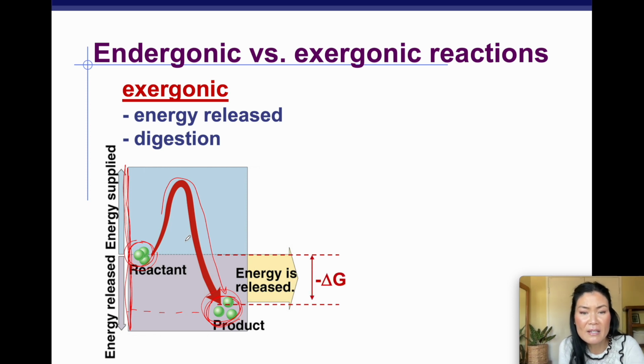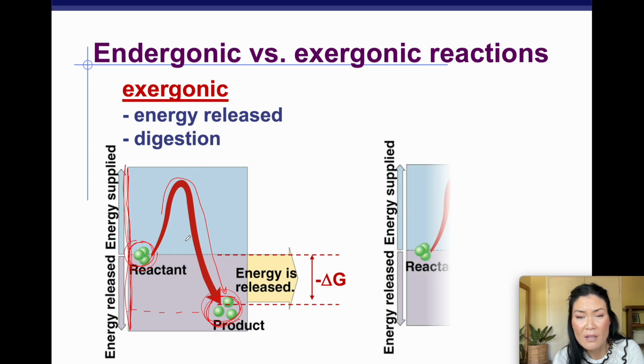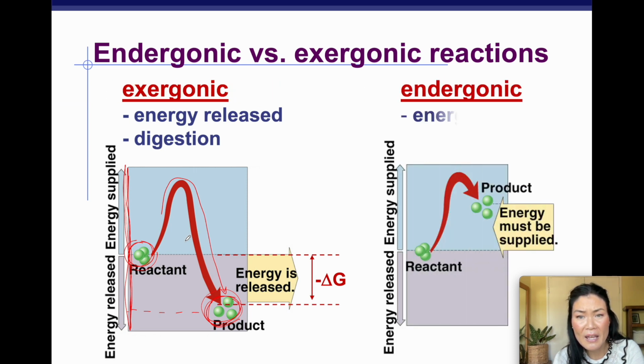We can represent the energy released as a negative amount of energy, and that change is called delta G, okay? Or free energy, the change in free energy, that's the ability to do work, okay? And versus an endergonic reaction, that's the amount of energy that's absorbed or invested. It's going into the reactants.